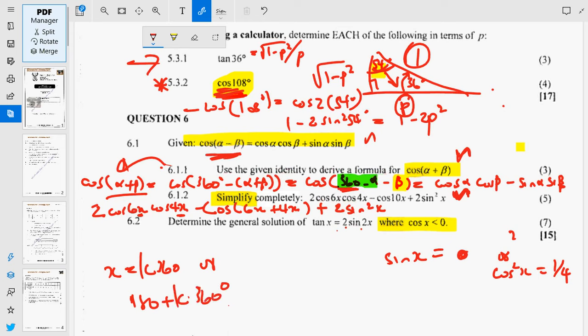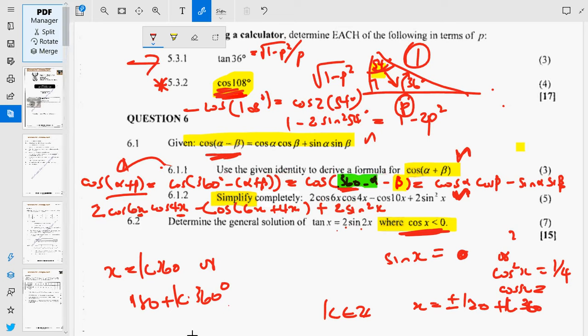Okay, now be very careful here. You're going to have cos x is equal to plus or minus a half, but cos is less than 0, so you're going to take the negative and find your reference angle and find the general solution. So x there will be plus or minus 120 plus k 360. Do not forget that k is an element of integers. Okay, so let's move on to our next question.